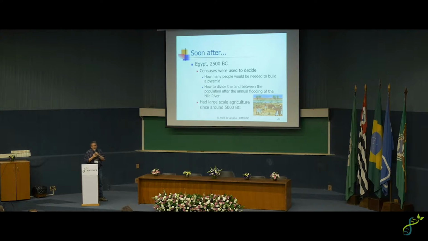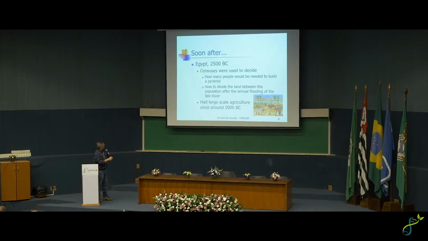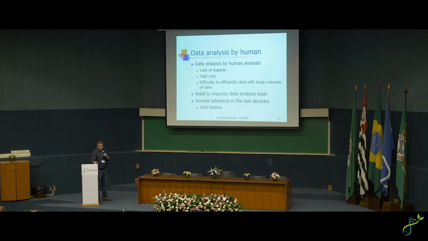And if you go 1,500 years later in Egypt, people used census to decide how many people you need to build a pyramid and how to divide the land between the floods of the Nile River, right? So in Egypt, since 5,000 before Christ, you have this kind of data analysis to decide how you're going to produce food, for example. But all these analyses were made by humans.